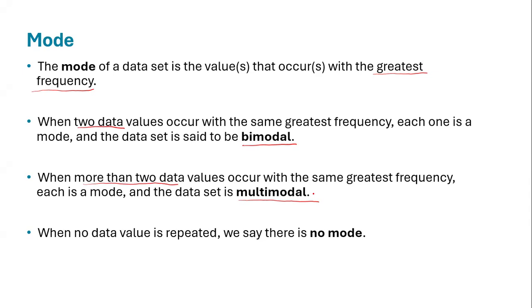But I recommend if you see more than 3, always say there is no mode. And if you see no repeating, and all the numbers in the data set have the same frequency, we say there is no mode because we can't find any number that repeats the most, more than other data.